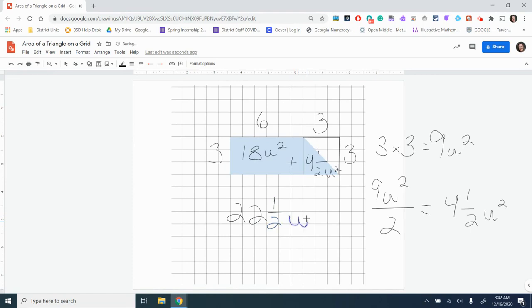So remember, when you're working on area of composite figures, you can decompose those into rectangles and triangles, find the area of the rectangles and then triangles, and then add them together to find the total area of the composite figure.